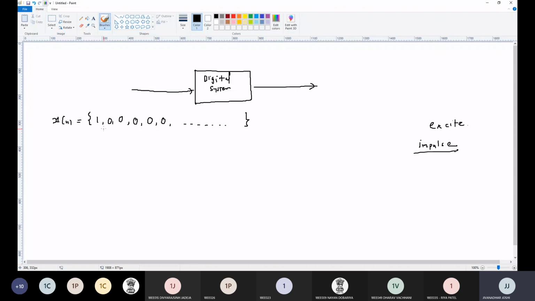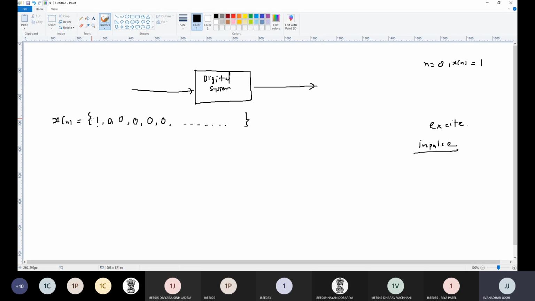So one is available just at a moment. At n equal to 0 only, you have x of n equal to 1. Otherwise, x of n equal to 0. So can I say that this is similar to applying an impulse? In continuous domain, impulse is a signal with strength or amplitude to be infinite and available at time t equal to 0 only.